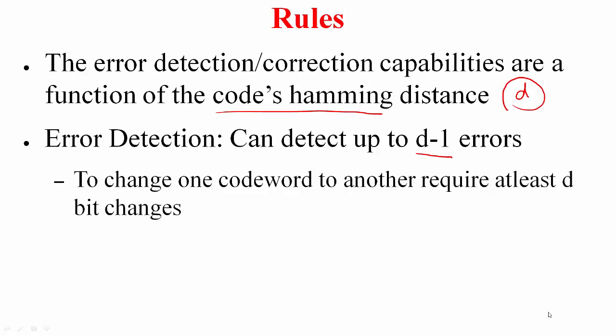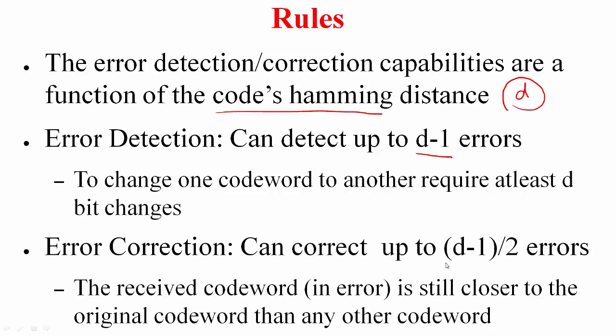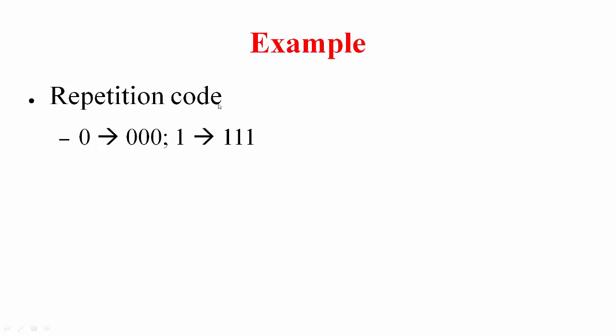So given this, can you guess how many errors a code with distance d can correct? The answer is (d minus 1) divided by 2, because with this many errors, the received code word that is in error is still closer to the original code word than any other code word. Thereby you will be able to correct. Here is an example to illustrate these things. Here is a repetition code where when you want to transmit the bit 0, you transmit 0, 0, 0, and when you want to transmit the bit 1, you transmit 1, 1, 1.